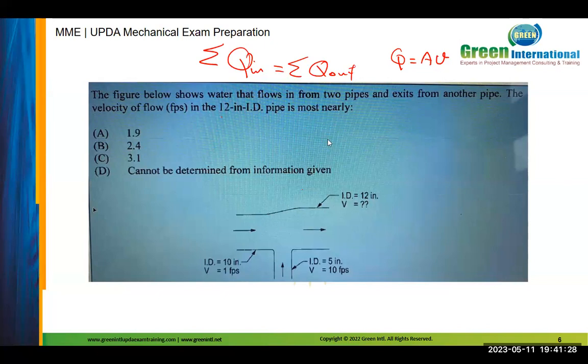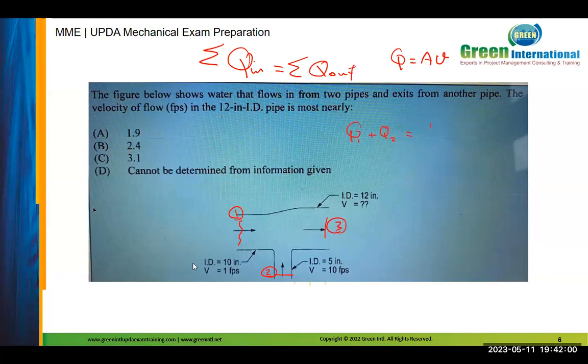So we have two inputs, this is input 1, this is input 2, and this is the exit, which we can set as 3. So Q1 plus Q2 equals Q3. Q is equal to what? A1 V1 plus A2 V2 equals A3 V3. That's great. Here he gives you the diameter for each one. What is the area? Area is equal to pi over 4 d squared.